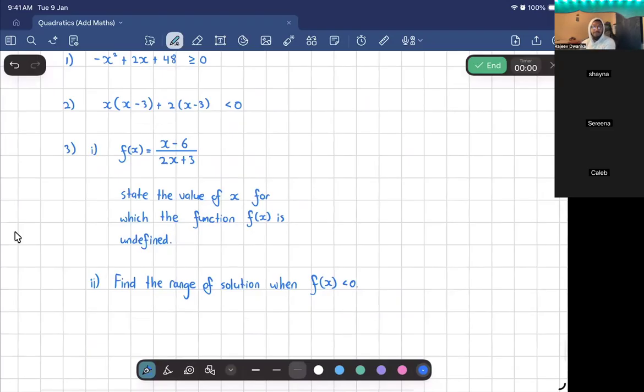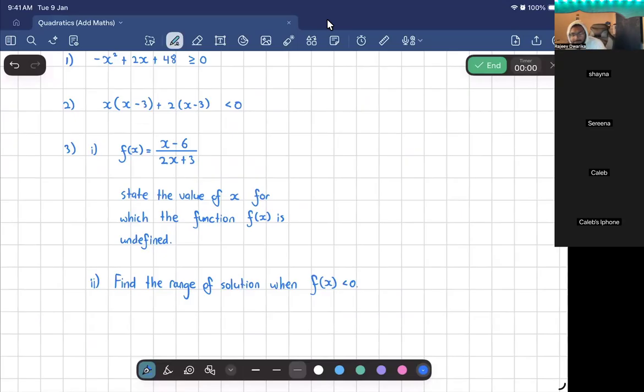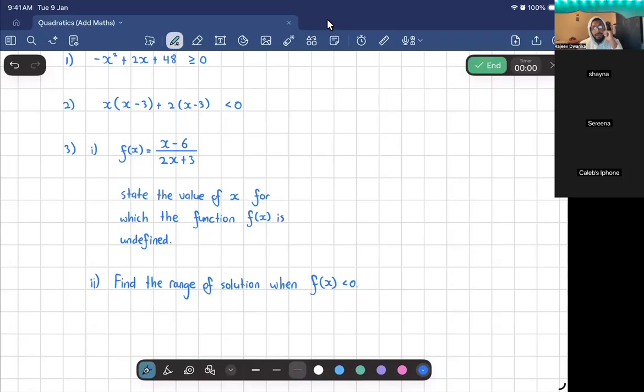Guys, Sheena, the third question looks hard, but I promise it's very simple. Not that hard. Matter of fact, you could probably figure out the first answer. Anytime you see undefined, just know that you can't divide by zero. Since you have a fraction there, make the denominator zero. And for the second part, just replace f of x with zero, and it should be fine.